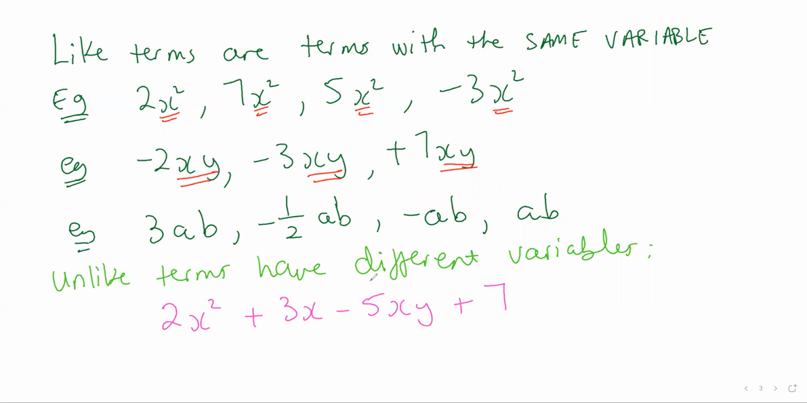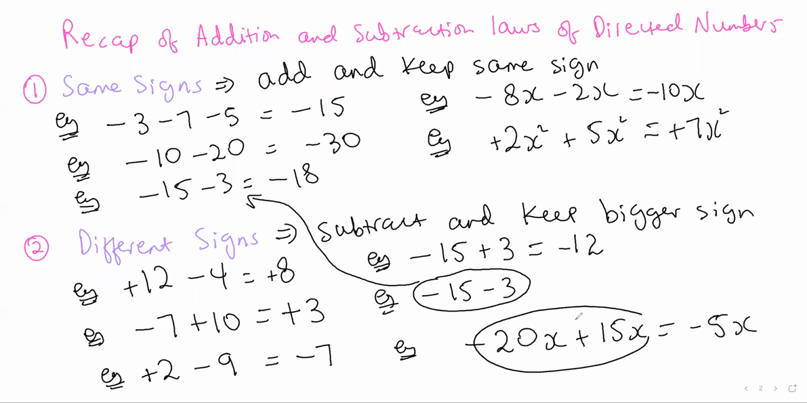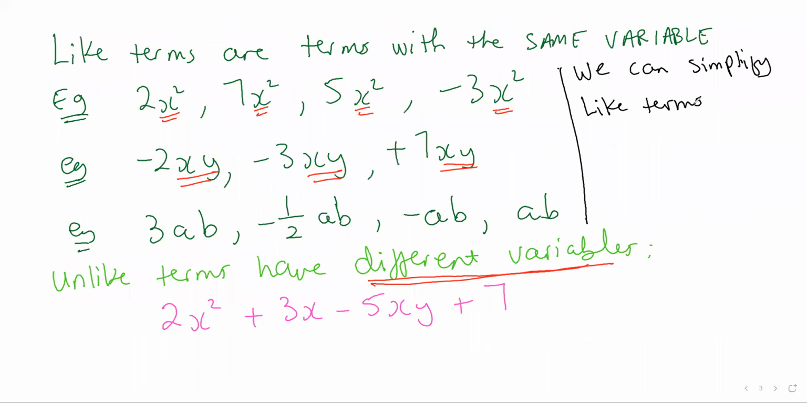Unlike terms, however, have different variables. And why do we need to know like terms and unlike terms? Because there's a specific rule we need to know. This rule is: we can simplify like terms. Simplifying means bringing a few terms into one term, like how you are simplifying x with x into one term. That's what simplifying is about, making it simpler. We can simplify like terms.